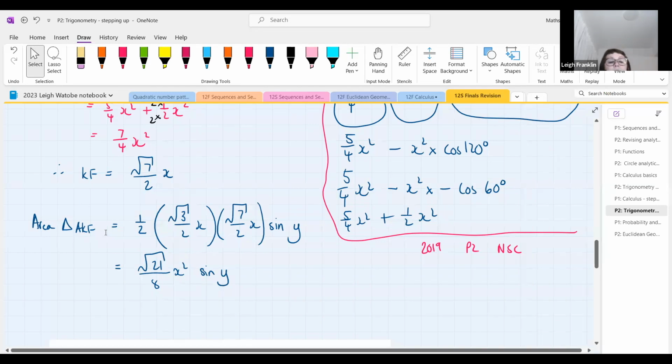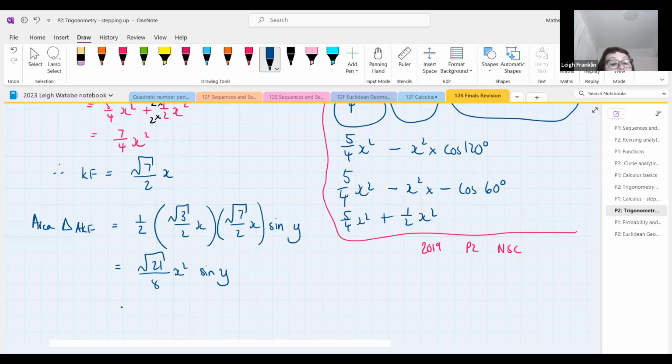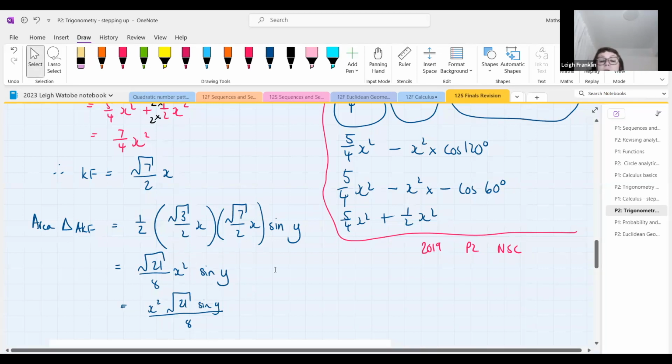So, maybe you'll see on the memo, they would have switched things around a little bit. I don't know, they probably would have gone something like x squared root 21 sine y all over 8 or something. But we're going to get full marks over here. We don't have to simplify it any further.